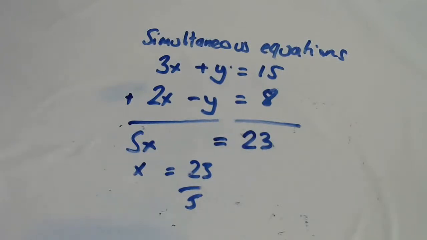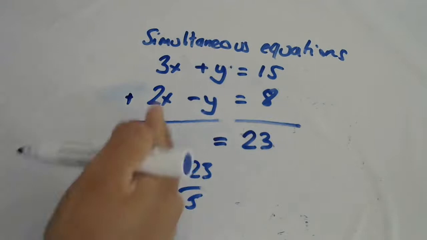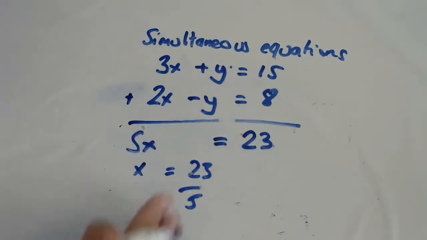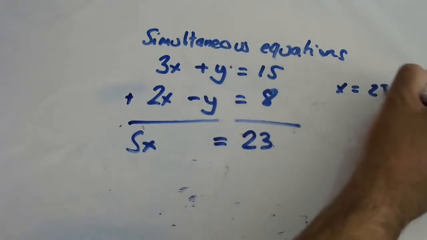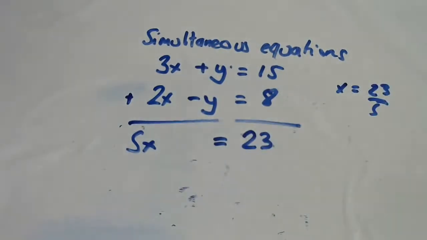Six over 5, let's try it. So if x is 23 over 5, I'm going to put it in the second formula just because it's slightly easier. So x is 23 over 5, let's just pop that there. So you both agree it's 1.2, let's find out.